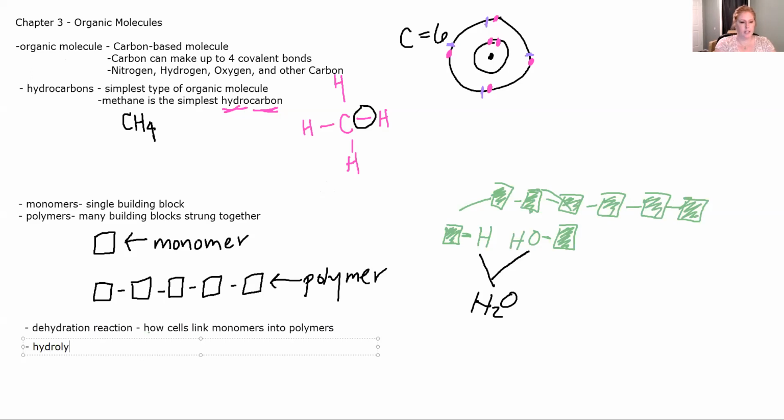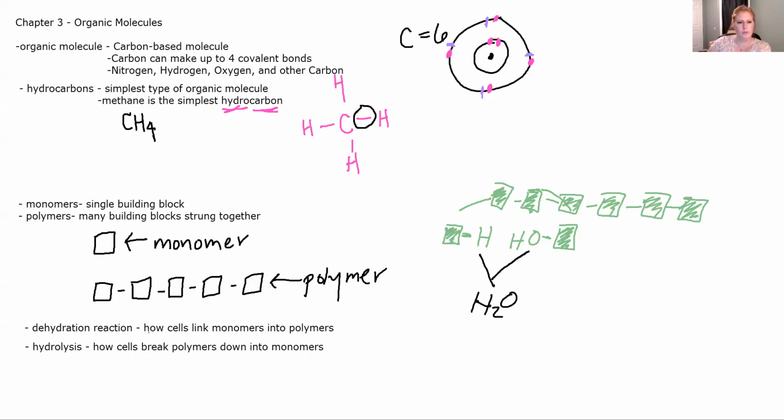That reaction is called hydrolysis, which literally means breaking water. Lys, L-Y-S or L-Y-S-E, means to break. And so here we have hydrolysis, water breaking. So hydrolysis is how cells break polymers down into monomers. Essentially, we're going to use that water that we just took out for our dehydration reaction, and we're going to put it back in.